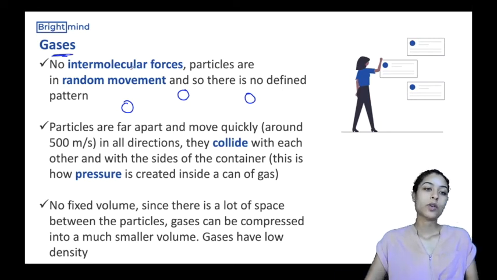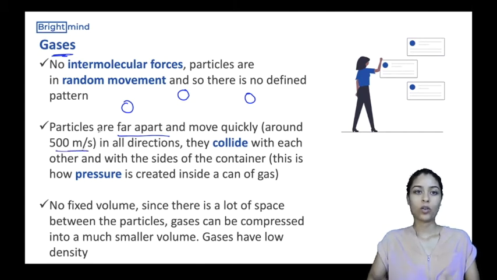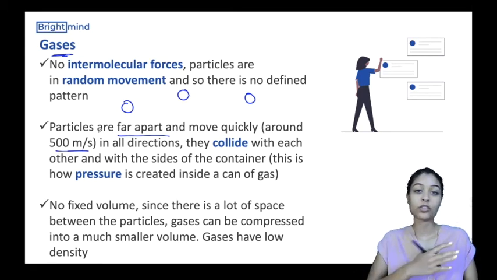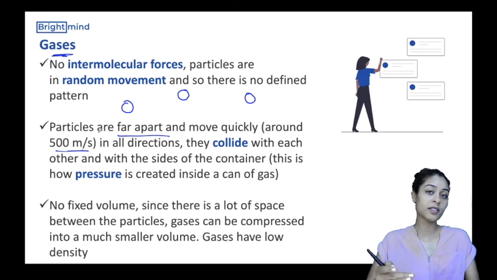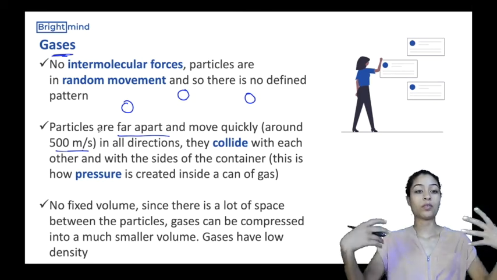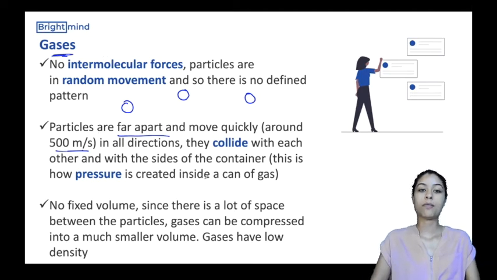Okay, so as I just said, the particles are far apart and they move around very quickly, which is around 500 meters per second in all directions. And they are also able to collide with each other because they're moving about randomly and fast. So they collide with each other, and they also collide with the walls of the container that the gas is inside. And this is why we would have an outwards pressure exerted inside a can of gas.